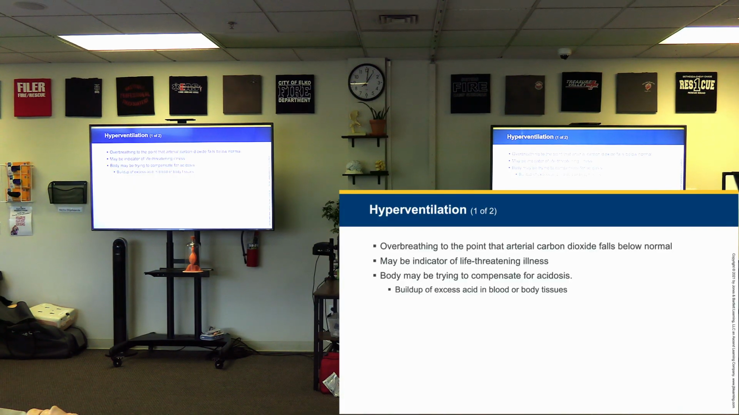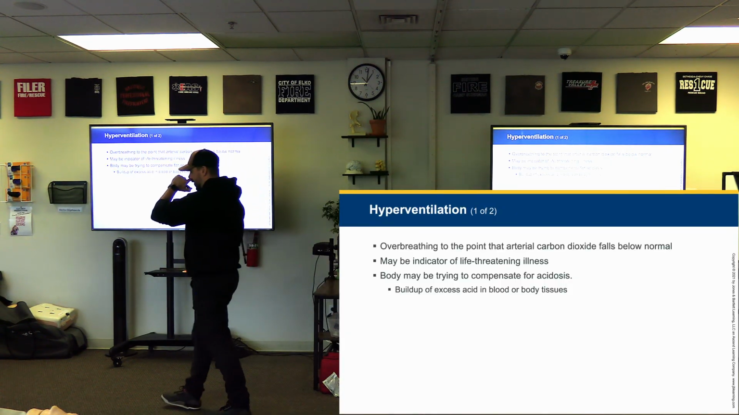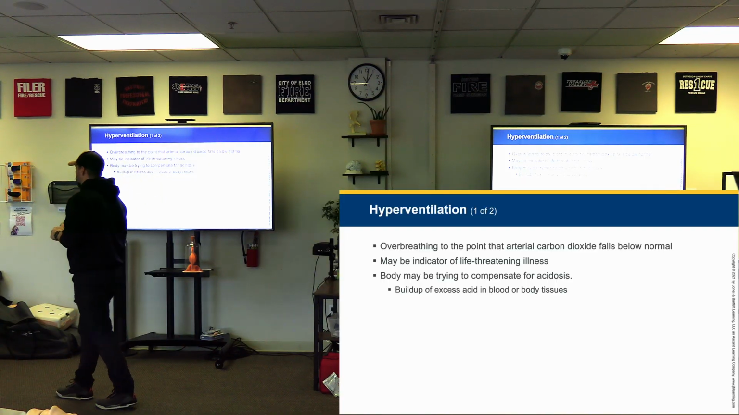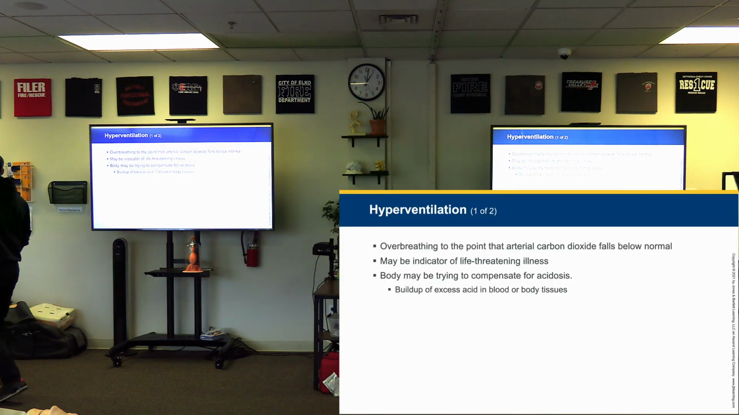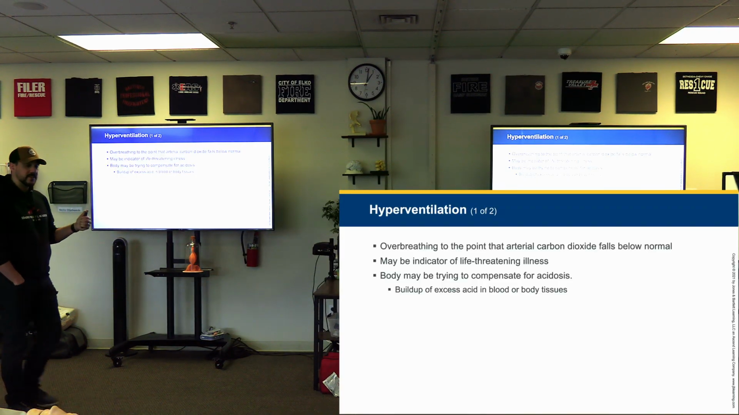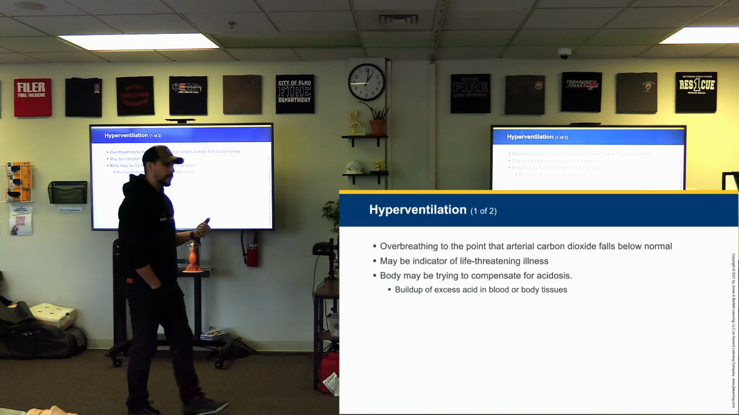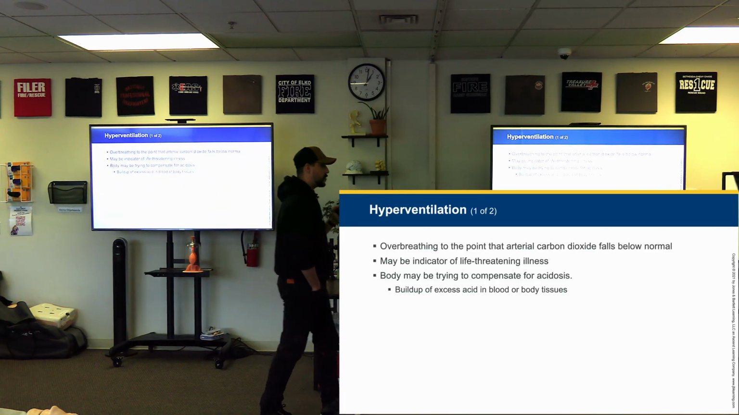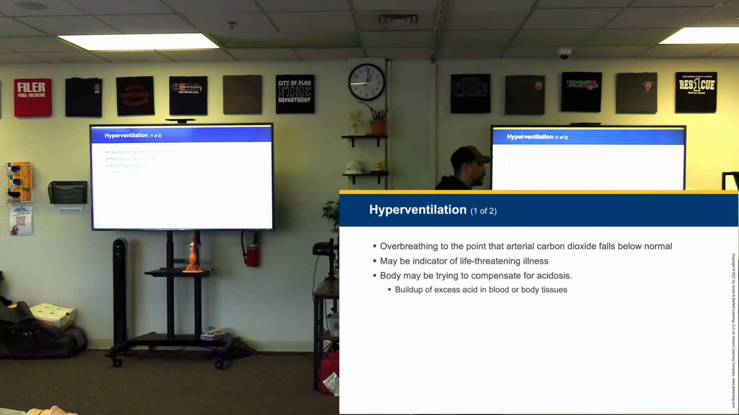But the body, and then buildup of excess acid in blood or body tissues, right? So even things like very, very common diabetics, DKA, right? Those ketones are also acids, so the body will start to respond with Kussmaul respirations, fast, rapid, deep breaths to try and get rid of the acid. But the problem with DKA is it's not a CO2 problem, it's a blood problem, right? So the body's just trying to regulate and figure out what's going on. So you might see that from time to time as well.